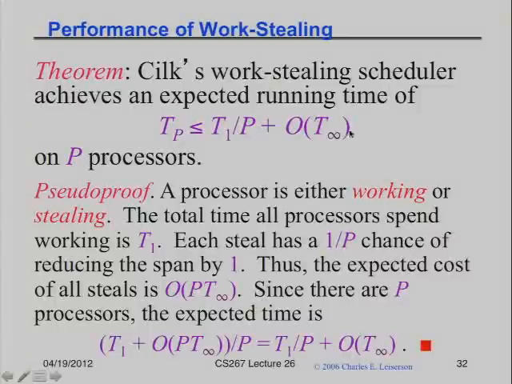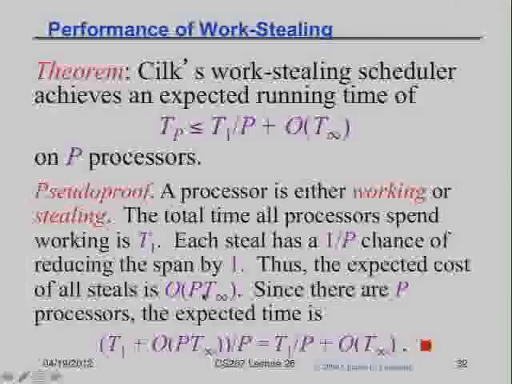Now, what about the stealing time? How much time is spent asking other processors for work to do? So every time a processor goes off and tries to steal and get something, the chances are 1 out of P that it is going to reduce the span by 1. So one processor is going to have the next guy on the critical path, and the chances he gets stolen is 1 out of P. So the expected cost of all the steals is the reciprocal of the chance that you reduce the critical path times the length of the critical path. So P over T infinity.